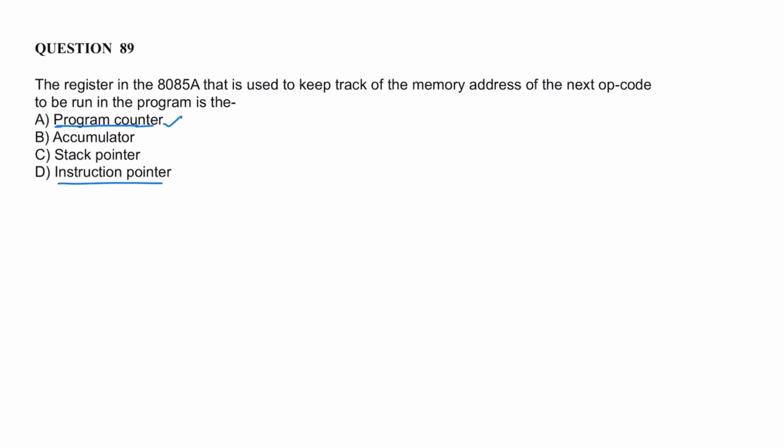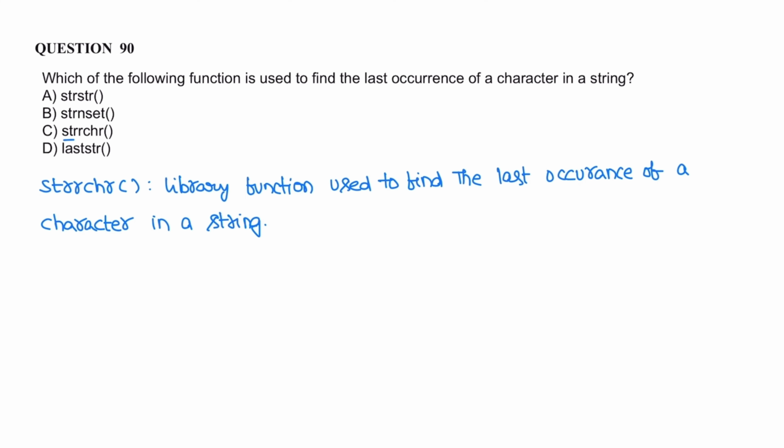Next question. Which of the following functions is used to find the last occurrence of a character in a string? The correct option is strrchr. This strrchr is a function used to find the last occurrence of a character in a string.